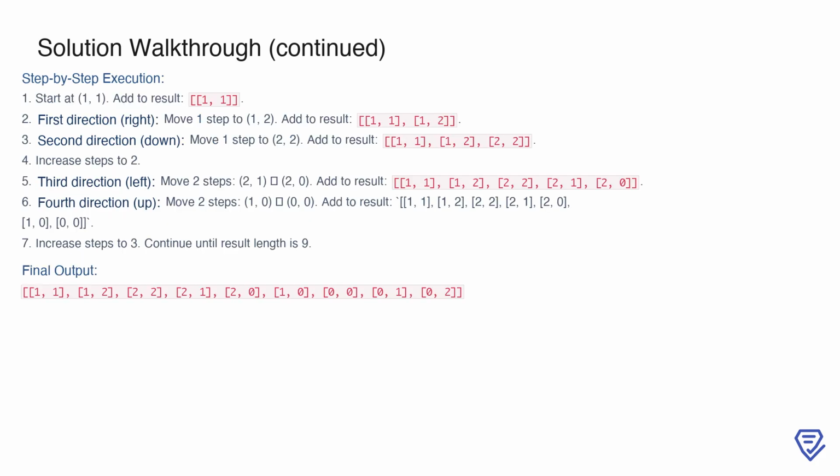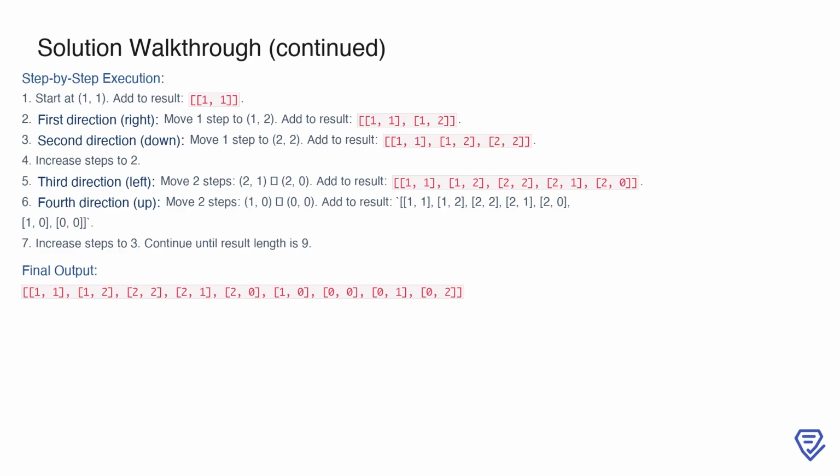Starting at position 1, 1, we add it to the result. Moving in the first direction, right, we take one step to 1, 2, which is valid and added to the result. Next, moving down by one step, we reach 2, 2, which is also valid and added to the result. At this point, we increase our step size to 2.